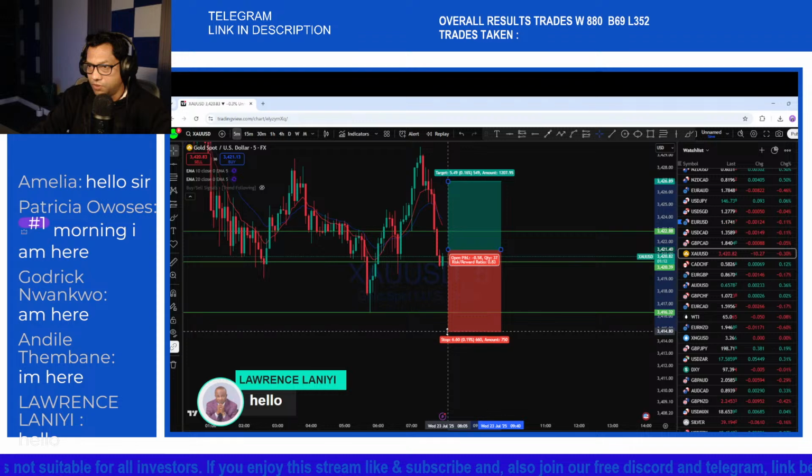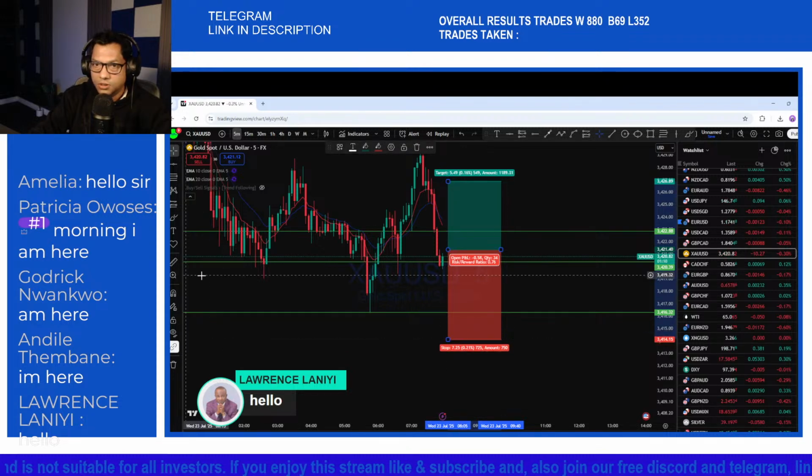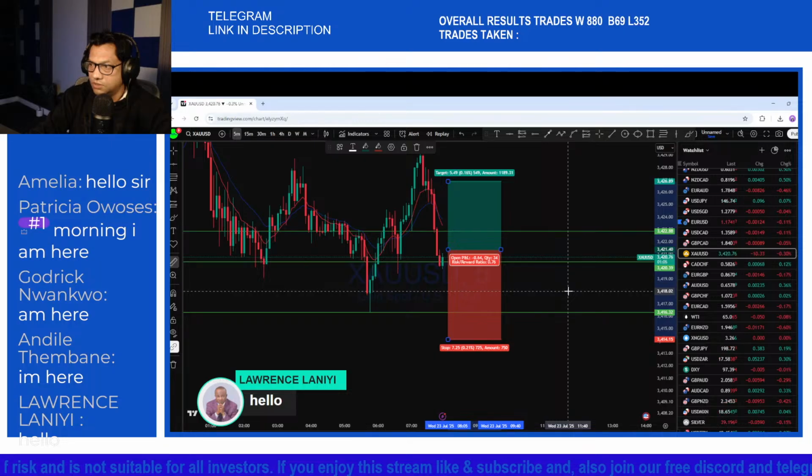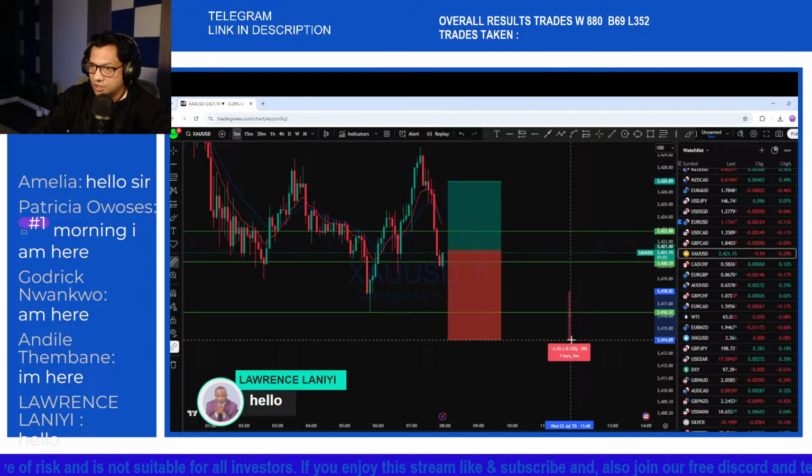a retest of the previous daily low. So we will see. I'm still not moving in, but we may be able to see some kind of rejection and then a reversion back again.